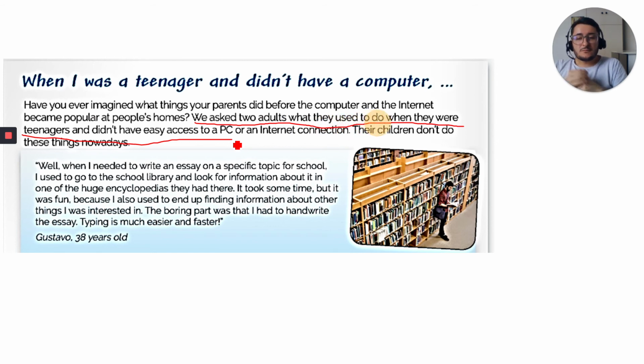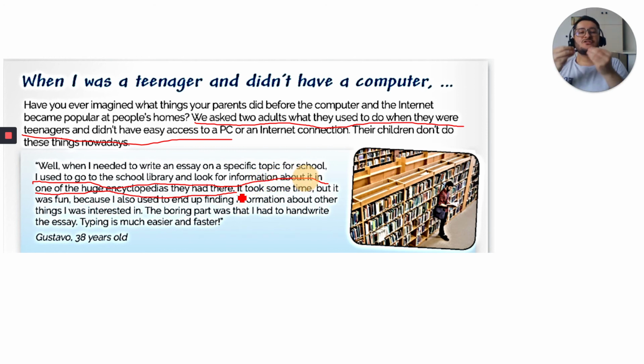Okay? And then Gustavo, who is 38 years old, he says, well, when I needed to write an essay for a specific topic for school, I used to go to the school library and look for information about it in one of the huge encyclopedias that they had there. Então, ele costumava ir para a biblioteca da escola e procurar a informação do que ele precisasse numa daquelas enciclopédias enormes que eles tinham lá.